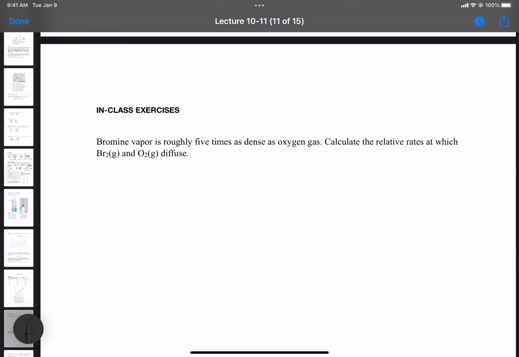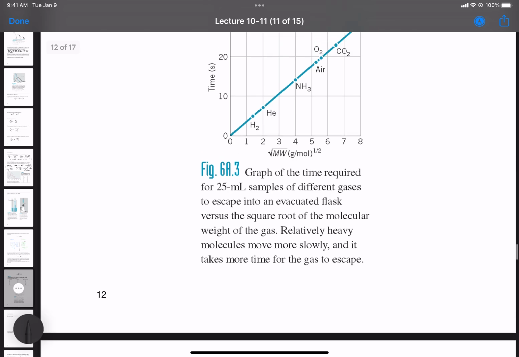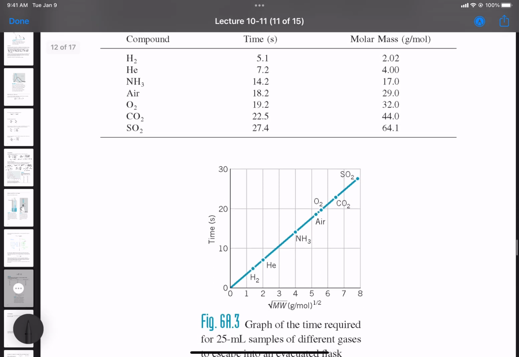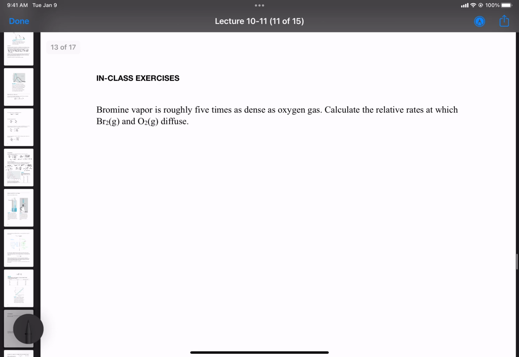All right, let's try this example here. Bromine vapor is roughly 5 times as dense as oxygen gas. Calculate the relative rates at which bromine gas and oxygen gas diffuse. Okay. So if we rewrite the equation here, you don't have to, it doesn't matter what 1 and 2 is really, it depends on how we set it up.